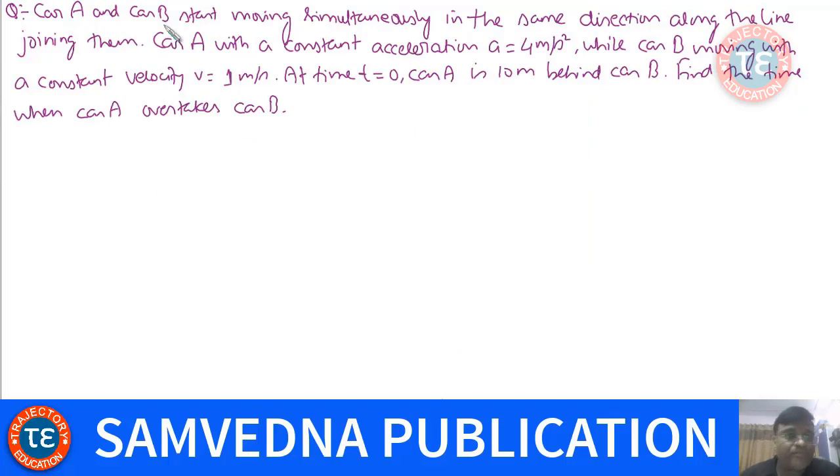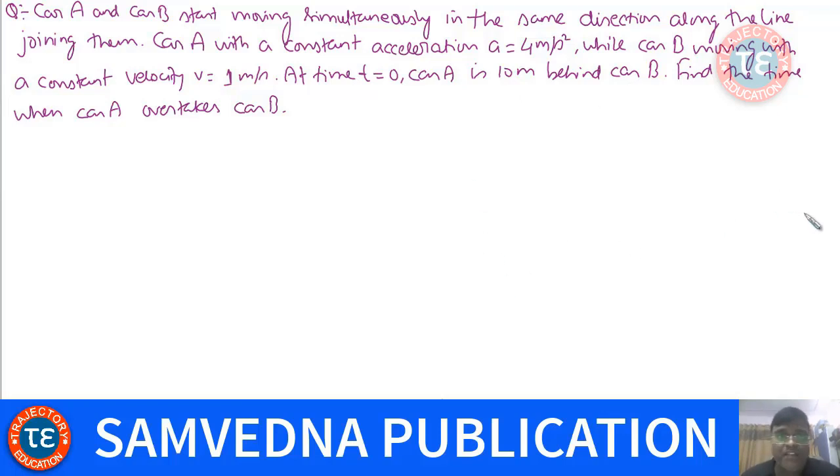Okay, let's move to the next question. See this question. Car A and car B start moving simultaneously in the same direction along the line joining them. Car A has a constant acceleration a equals 4 meter per second square, while car B is moving with constant velocity v equals 1 meter per second. At time t equal to 0 second, car A is 10 meter behind car B. Find the time when car A overtakes car B.